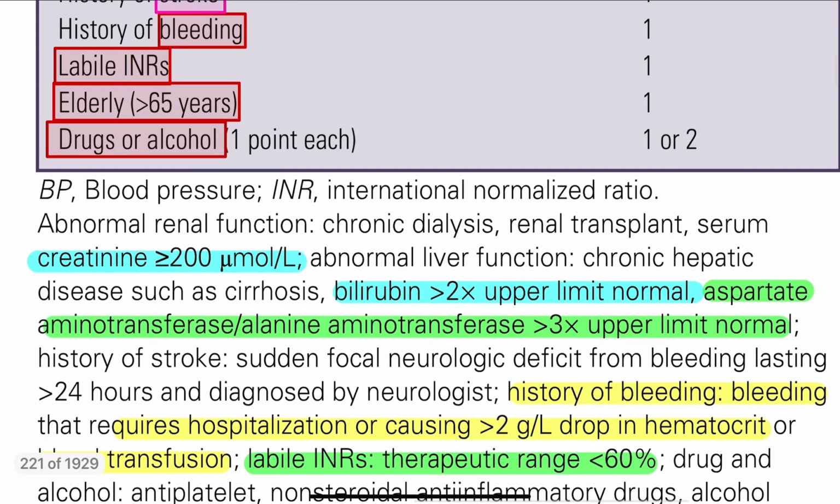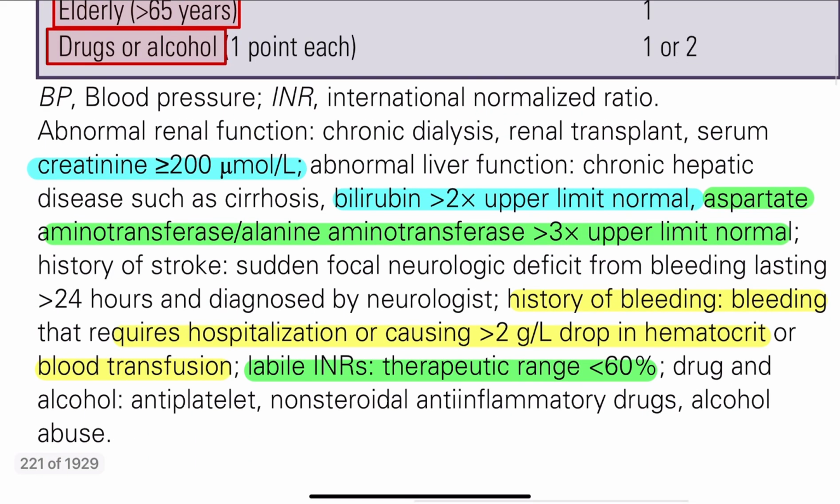History of stroke: sudden focal neurologic deficit from bleeding lasting for more than 24 hours, and diagnosed by a neurologist. History of bleeding means bleeding that required hospitalization or causing more than 2 gram per liter drop in hematocrit, or blood transfusion. And what is labile INR?